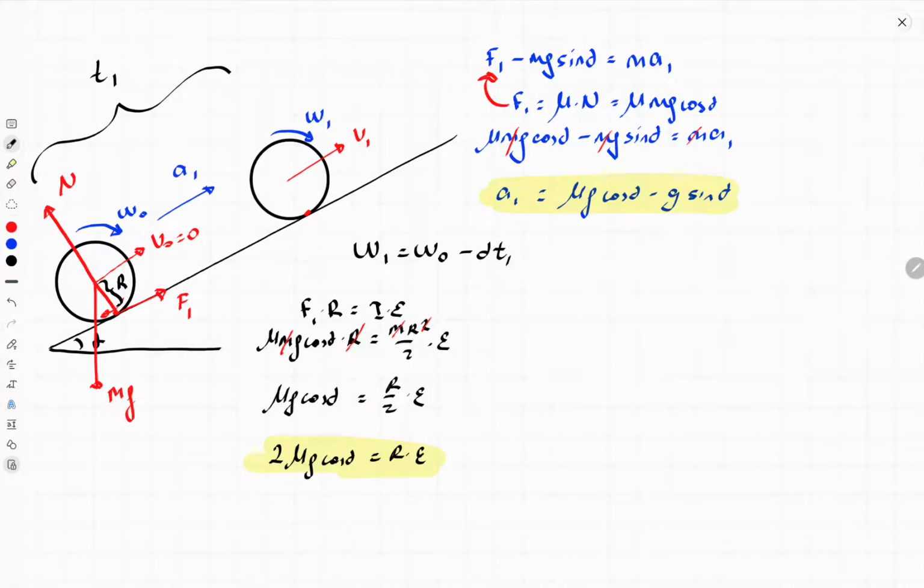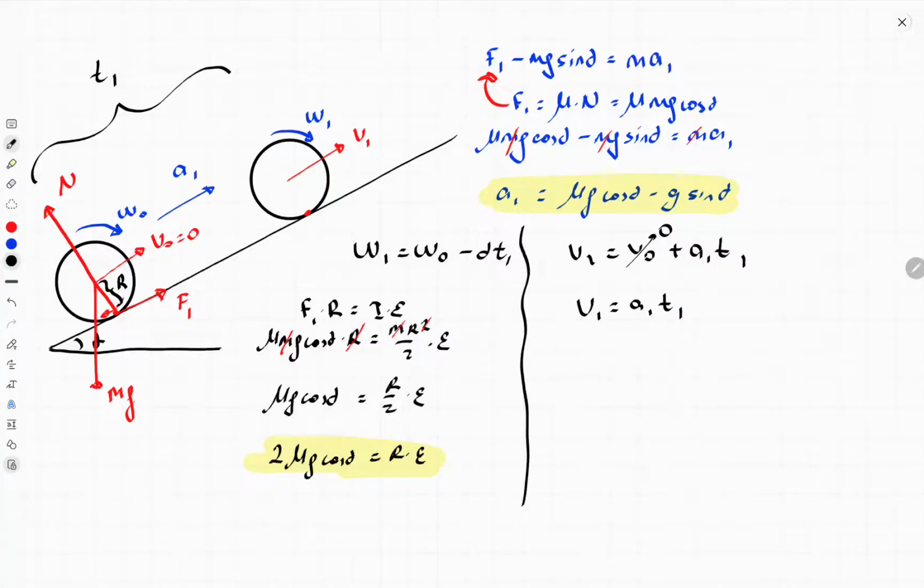Now let me consider our cylinder as a dot object. Initial velocity equal to 0, final velocity v1, its acceleration equal to a1. So we can say that v1 equal to v0 plus a1 t1. Why plus? Because it's accelerating upward. Initial velocity equal to 0 at the beginning. So v1 equal to a1 t1.